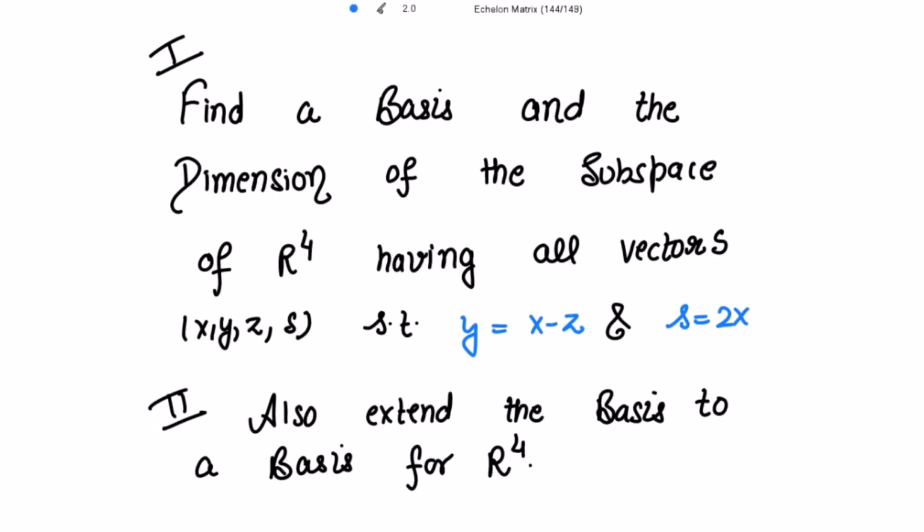Important question in the basis and dimension. First, we need to find the basis and the dimension of the subspace of R4, the four-dimensional vector space, having all the vectors x, y, z, s of the format such that y equal to x minus z and s is equal to 2x. And then we also need to extend the basis to a basis for the four-dimensional vector space.